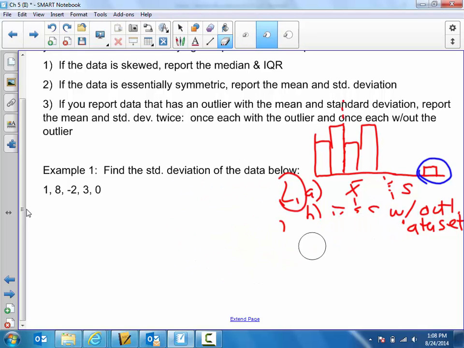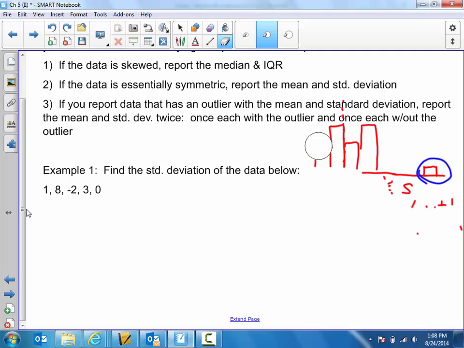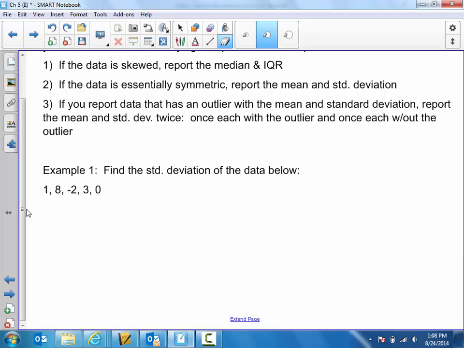All right, example 1: find the standard deviation of the data below. Let me erase this stuff right here. I think it'll be enough space. No, let's just take it all so it's not a distraction. Does it not do that anymore? There we go. Okay, all right, so find the standard deviation of the data below.